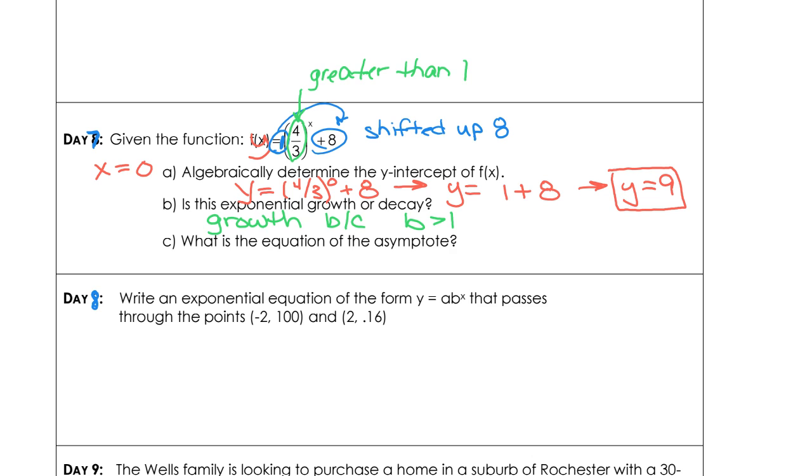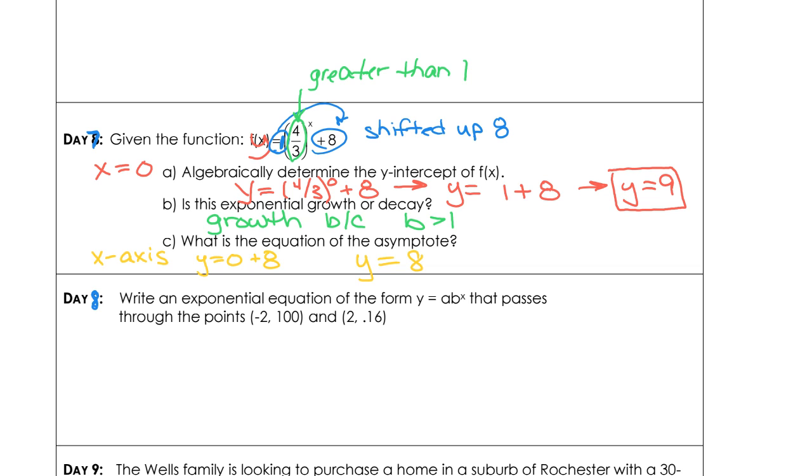Part C says, what is the equation of the asymptote? Well, remember, guys, the asymptote is usually your x-axis, which is a horizontal line, and so its equation would be y equals 0. However, with that shift, this is going to get shifted up 8 units too, and now y equals 8 is our asymptote.